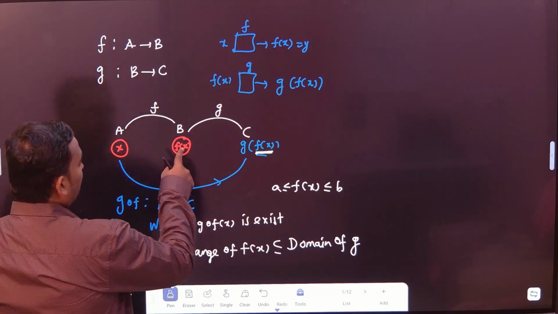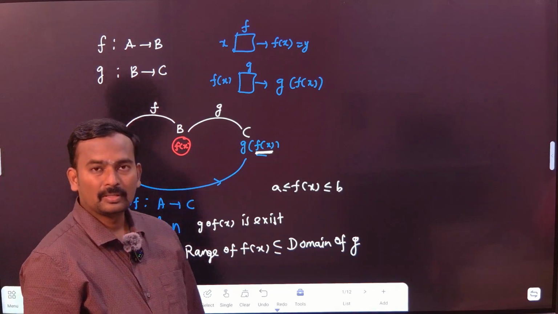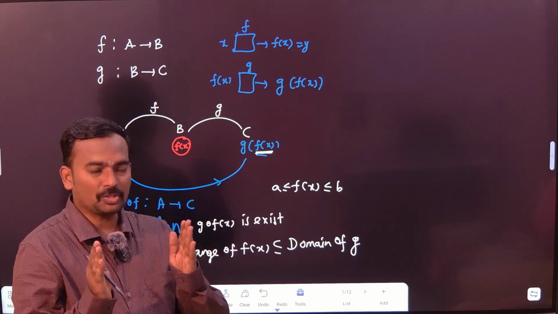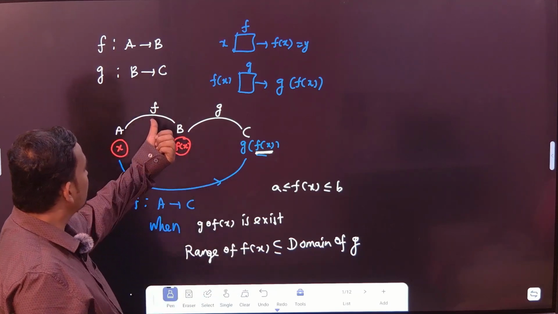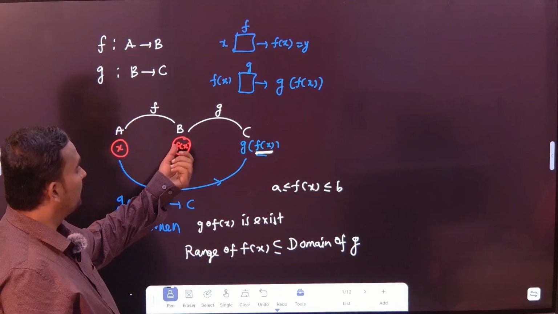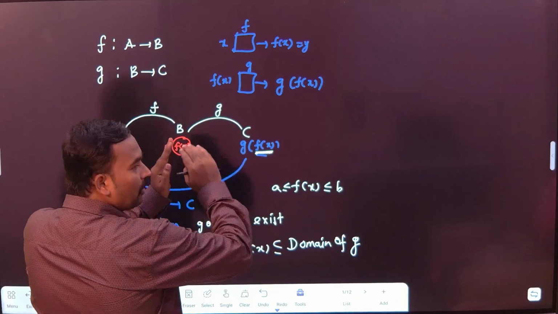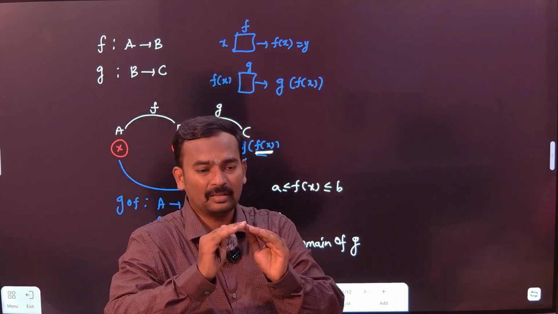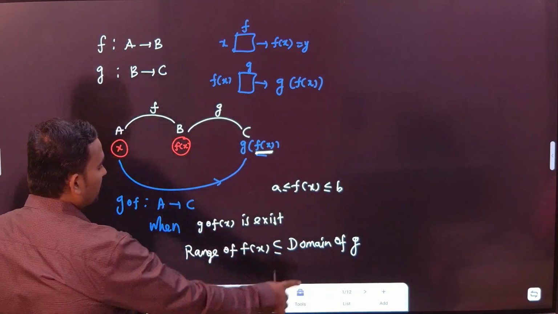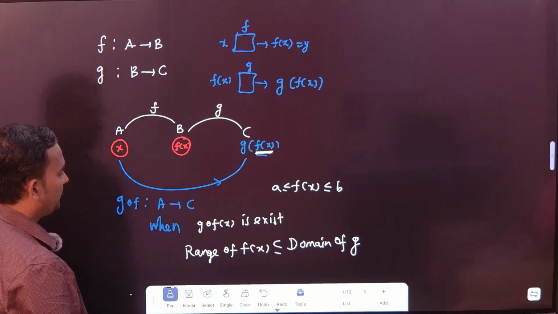Because the input of G is f of x. That means f of x is in the range of f, right? The range of f falls in B. So whatever f of x is, it should be within the domain of G. Then only G composition f is defined.